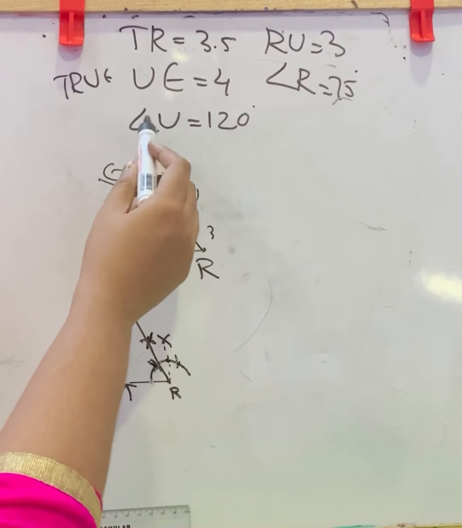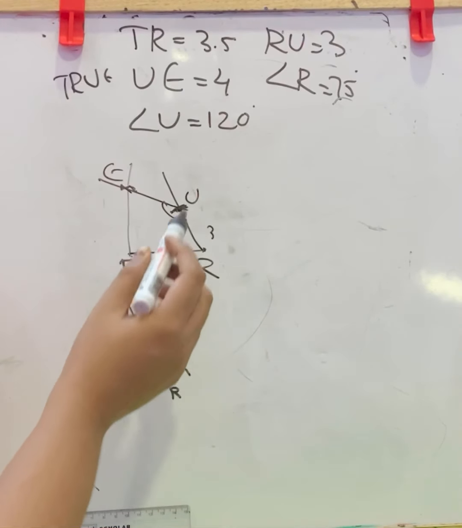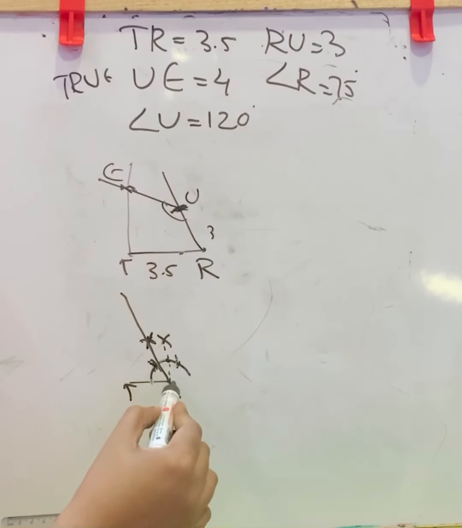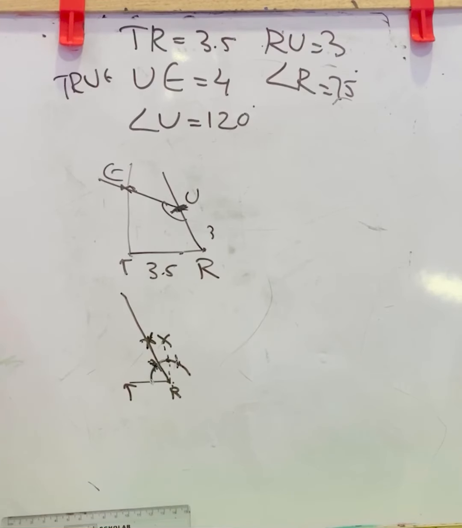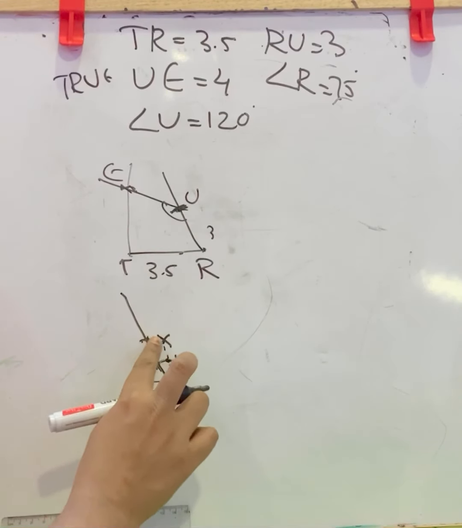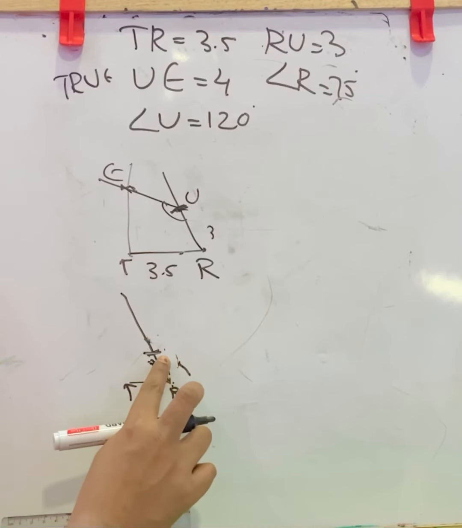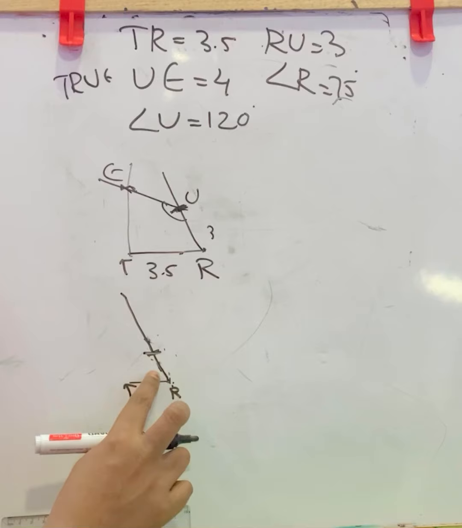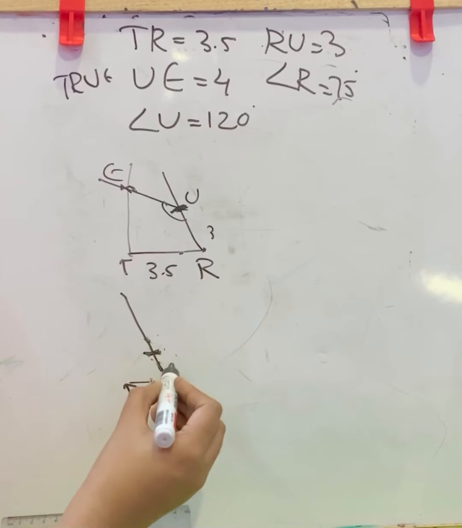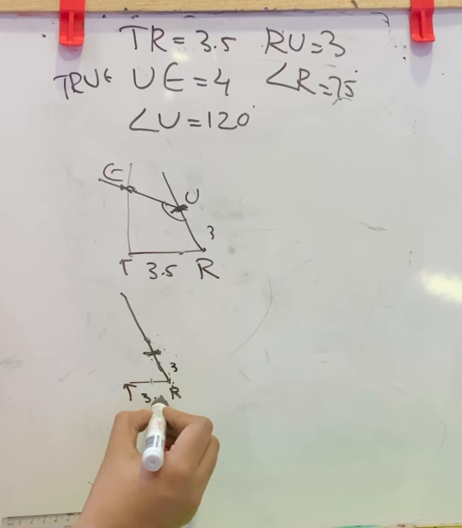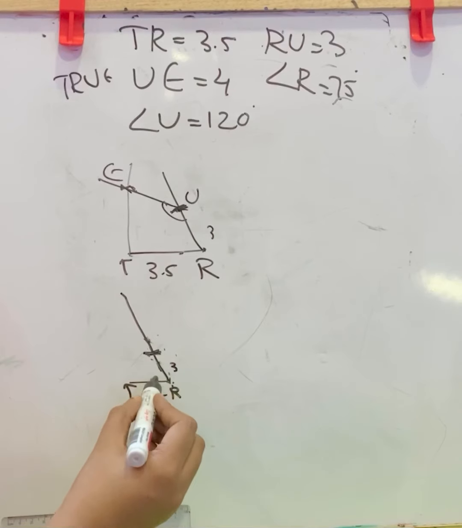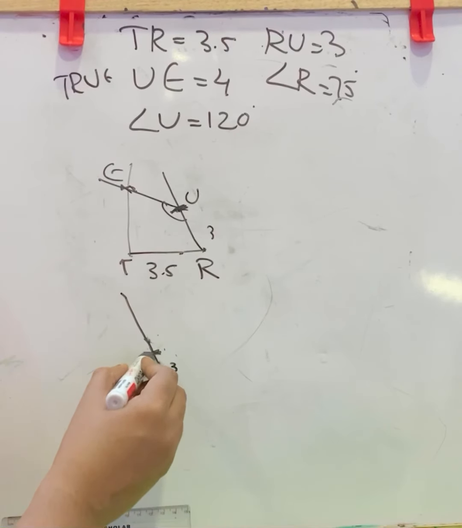Next, angle U is 120. Before that, RU is 3 centimeter. Take 3 centimeter here. Keeping here, you will arc here. This is 3 centimeter. So we will erase all the other extensions. This is 3 centimeter. This is 3.5. This is 75 angle.